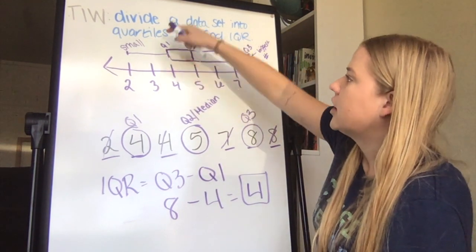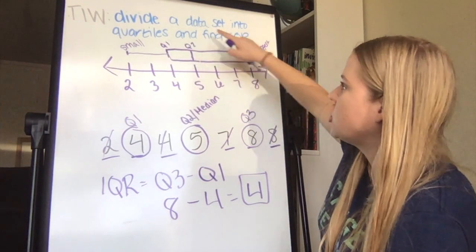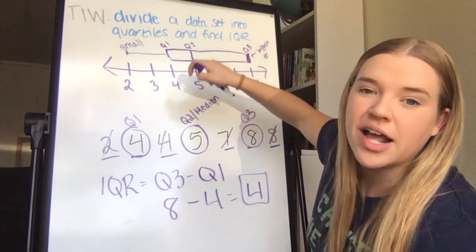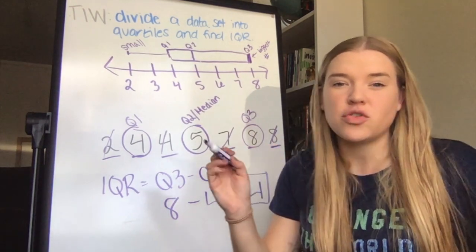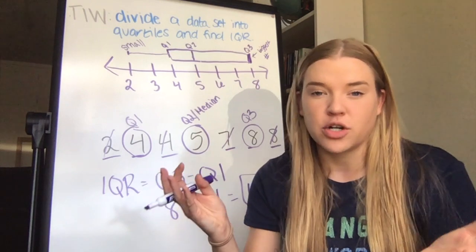And then the left side of your box is quartile 1. The line in the middle of your box is quartile 2. And the right side of your box is quartile 3. I am going to just write this as a model, so just kind of what a box and whisker plot might look like.